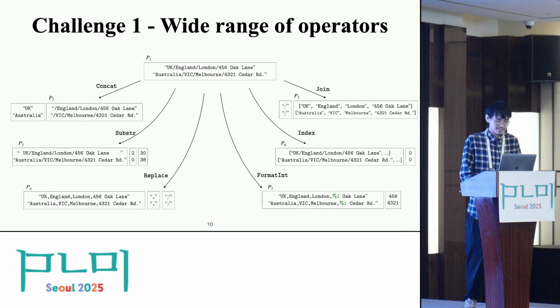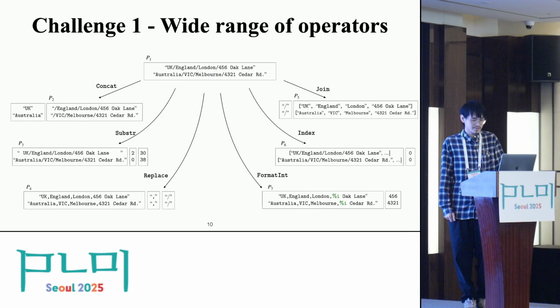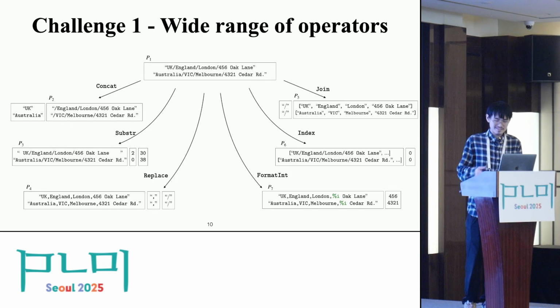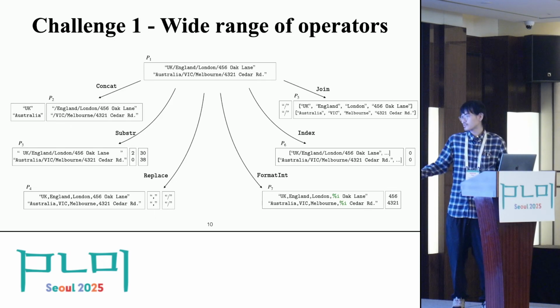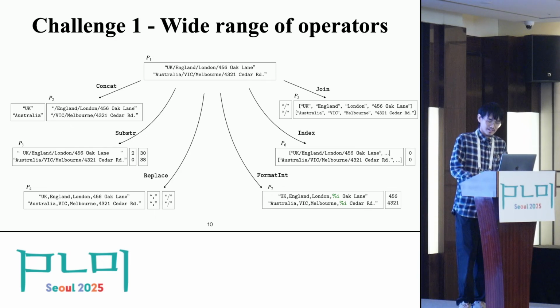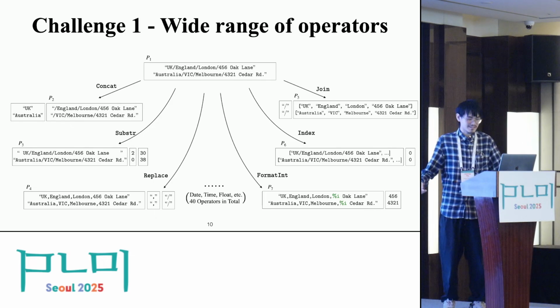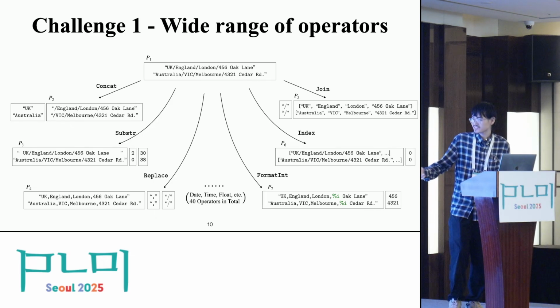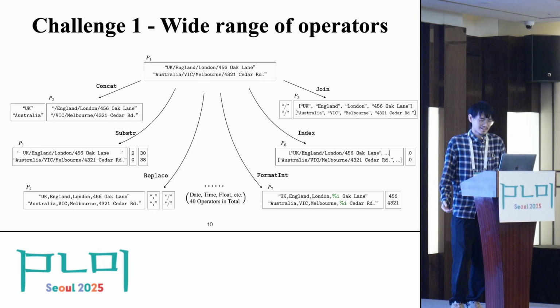The first challenge is the number of operators. For strings, you have a lot of operators available, like concatenation, substring, and replace. And if you have lists and integers together with strings, you will have other operators like join, index, and format int. And even beyond these standard operators, you will have other domain-specific operators for dates, time, floats, etc.